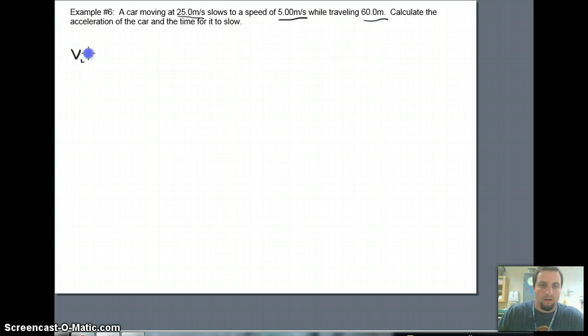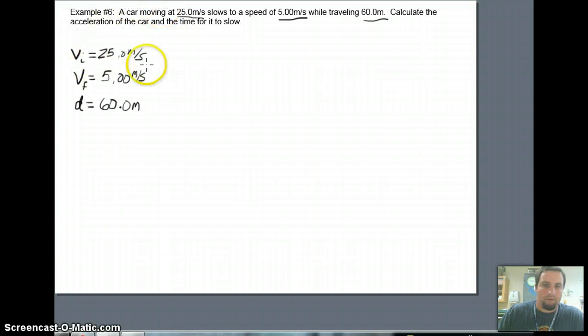So the initial velocity of the car is 25 meters every second. It slows to a speed, so its final velocity is 5 meters every second. While traveling a distance, we can call it either displacement or distance. Let's call it distance for now, 60 meters. So here are our givens. Calculate the acceleration of the car. We're going to find acceleration and the time for it to slow.